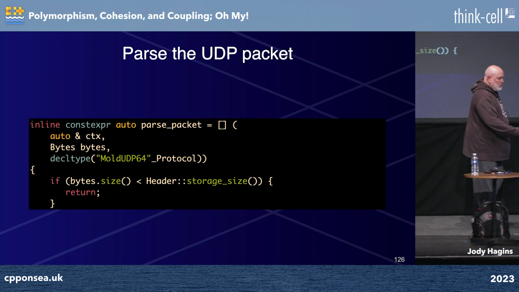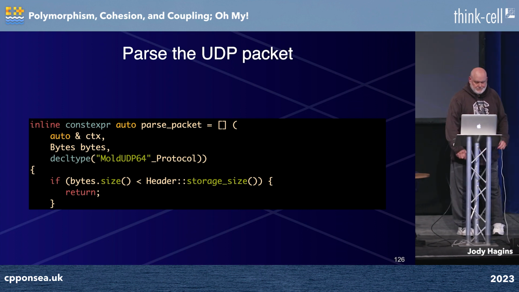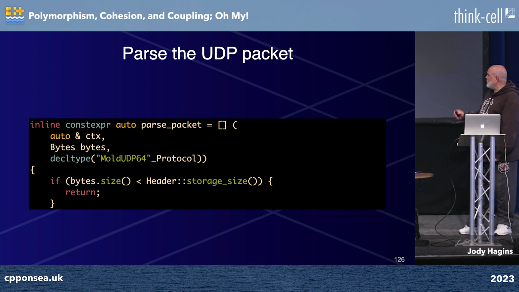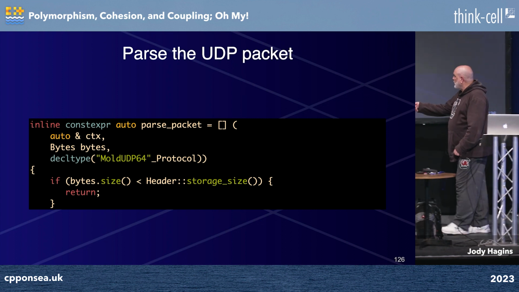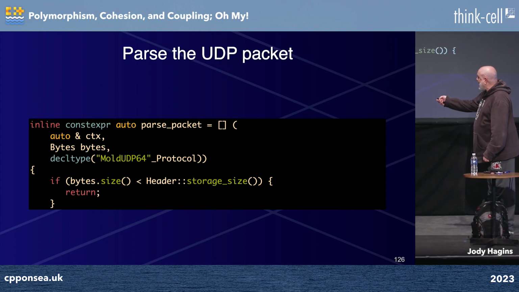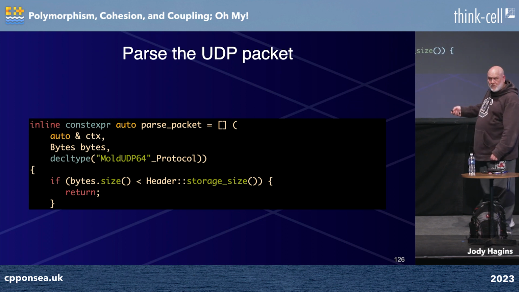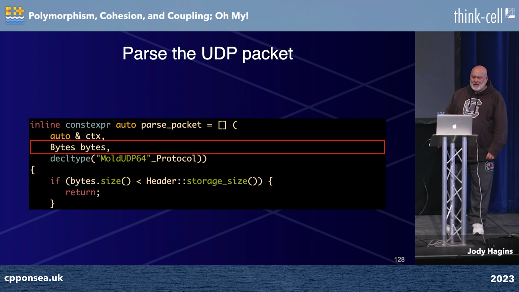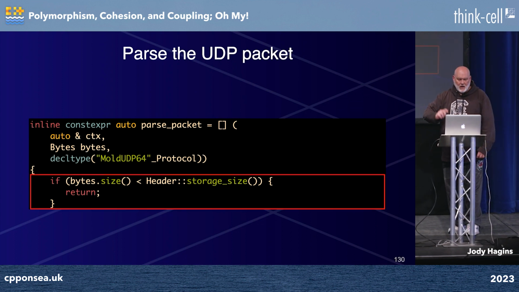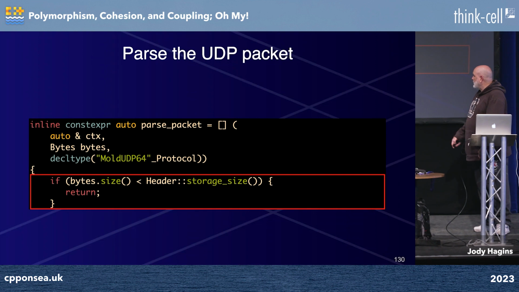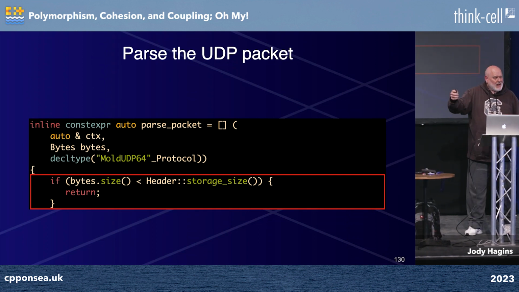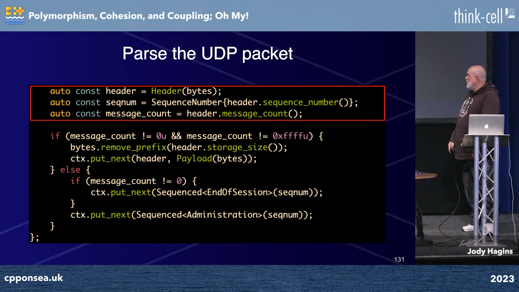So what we're gonna do is we're gonna parse the UDP packet. So the first thing we're gonna do is see if we have space for it, right? And notice here, this will only be active if we've got a MoldUDP64 protocol packet. We take our framework context and our bytes and our multi thing. If we don't have enough data, we just return. You could do one of the error handling things if you wanted. Here we basically pull the pieces out of the header.